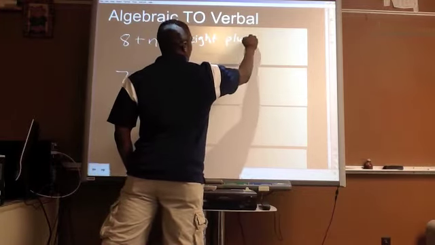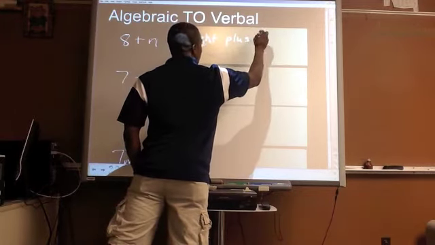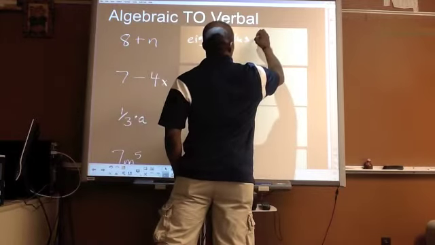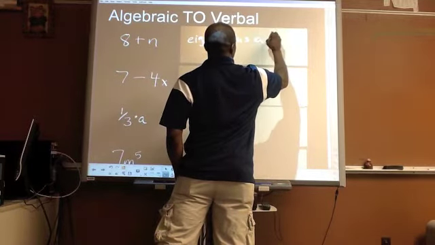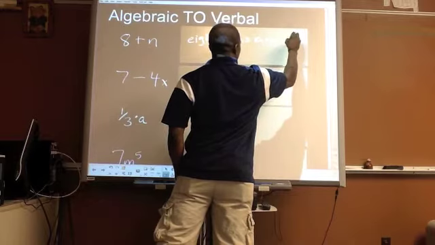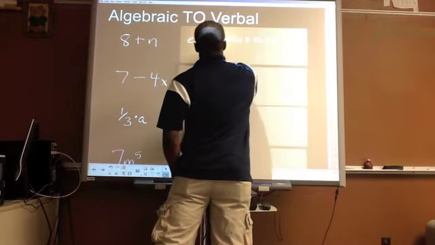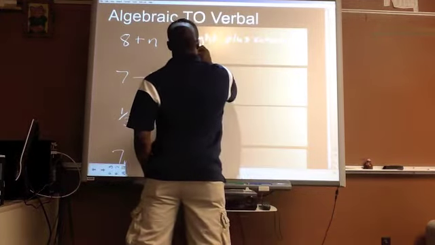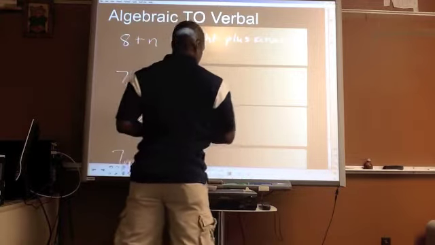Let's just do plus, whatever word you want to use for the operation, plus a number n. Let's do that, make it a little more complex. 8 plus a number n.